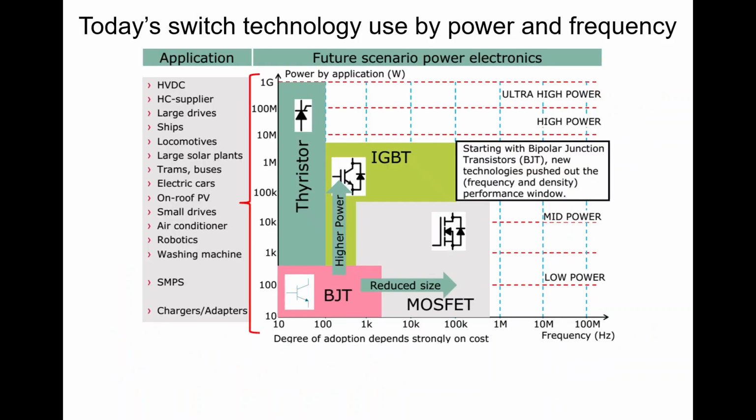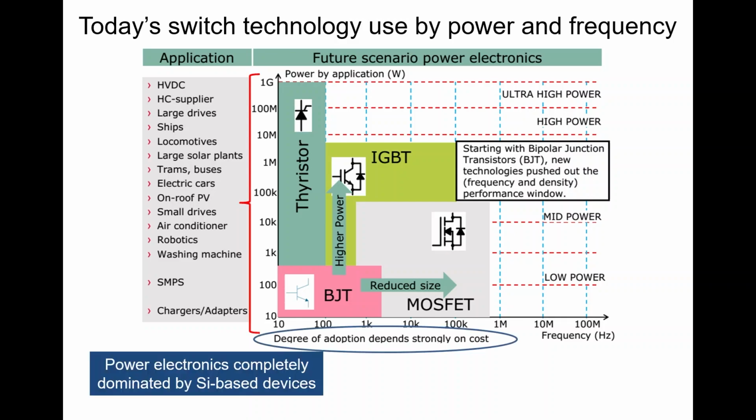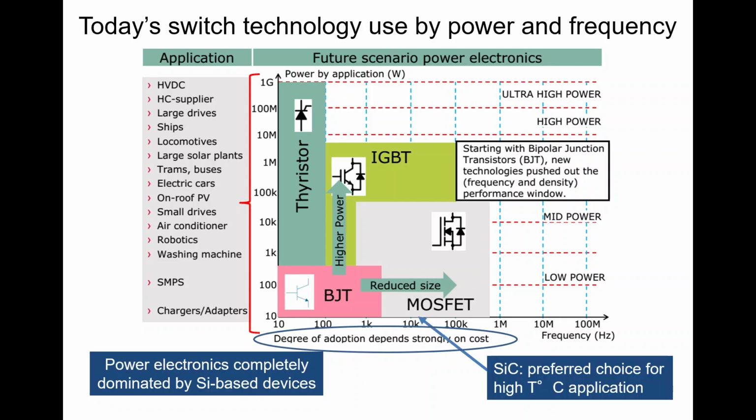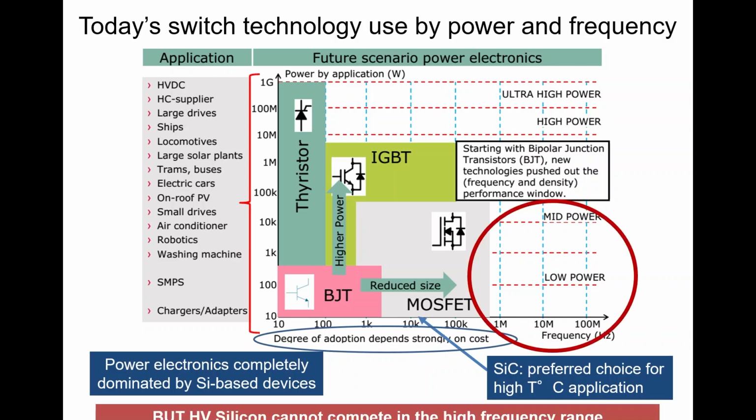So what's the situation today? We also have to be realistic, not oversell wide band gaps and say it's going to happen, but today the market is still dominated by silicon. Obviously, silicon carbide is now taking part of the market, especially for automotive. This is definitely the preferred choice at high temperature, for high temperature applications.